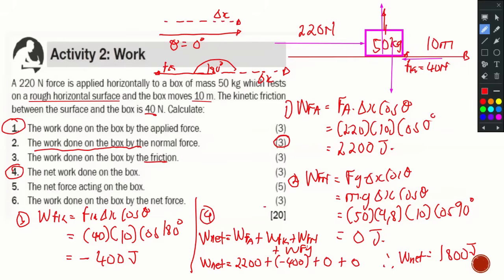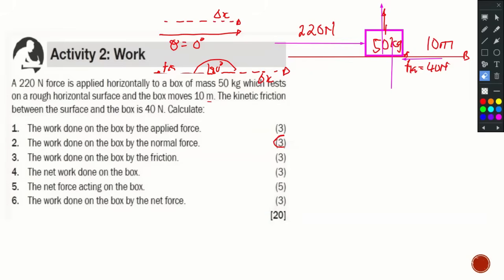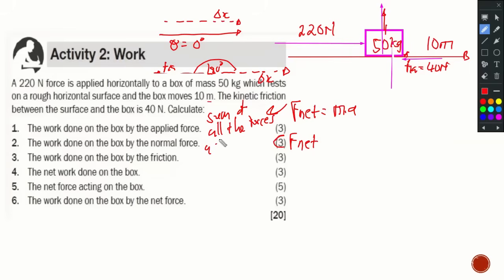Okay, that's what we have up until question 4. Now we have question 5, which says, calculate the net force acting on the box. Note that we are now going to use Newton's second law. We should now calculate the net force. So we know F net is equal to MA. But to calculate the F net, we know it's just the sum of all the forces. So F net is the sum of all the forces acting on an object.